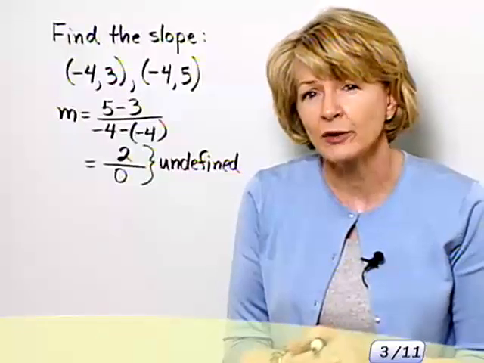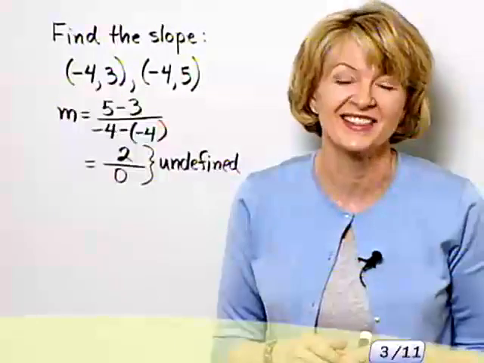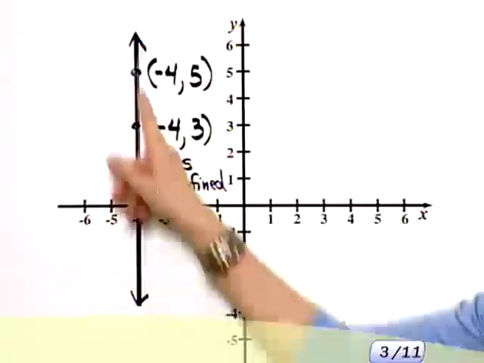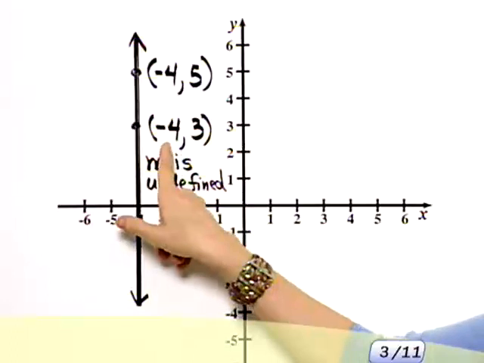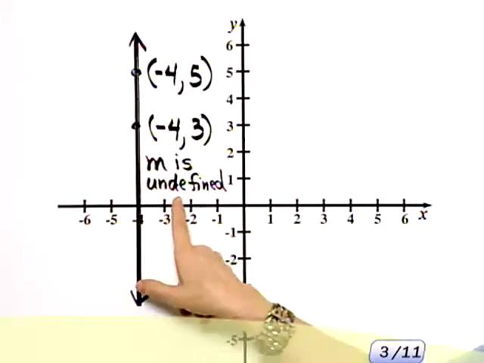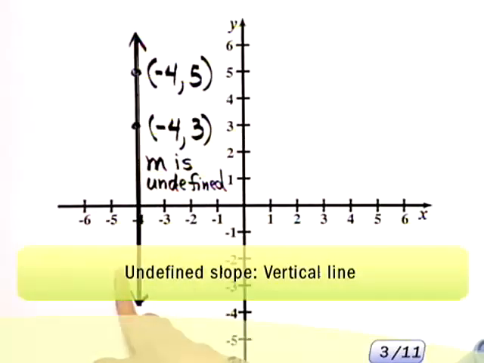Let's look at a diagram to see what kind of line goes through these 2 points. Here is a look at the line through this point, negative 4, 5, and negative 4, 3. We just found the slope of this line. We found it to be undefined. So a vertical line in general has undefined slope.